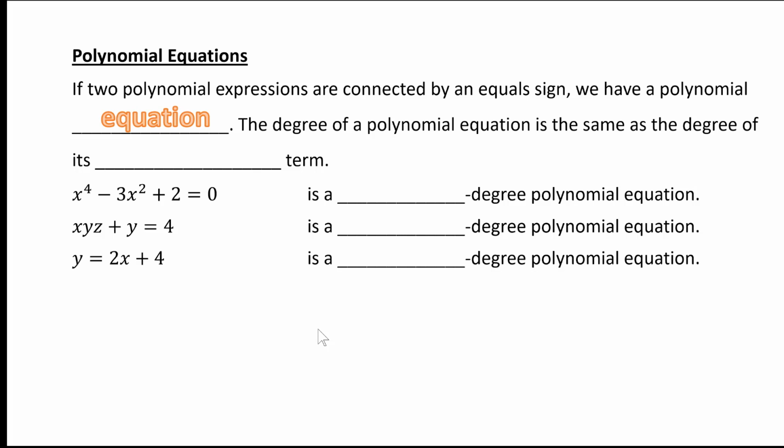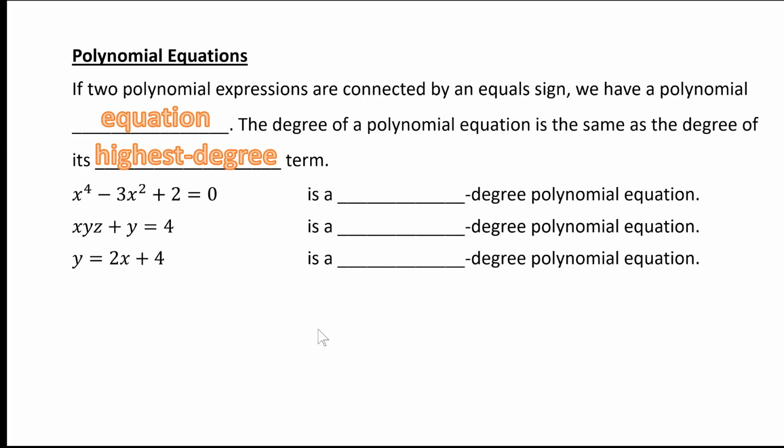so they're always going to have an equal sign. The degree of a polynomial equation is the same as the degree of its highest degree term. So it's just like with a polynomial expression, you look at the terms, and whichever term has the highest degree, that means the sum of the exponents on the variables in that term is the highest for any term in the polynomial equation. That is the degree of the equation.